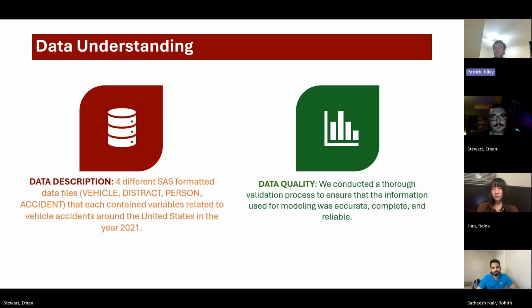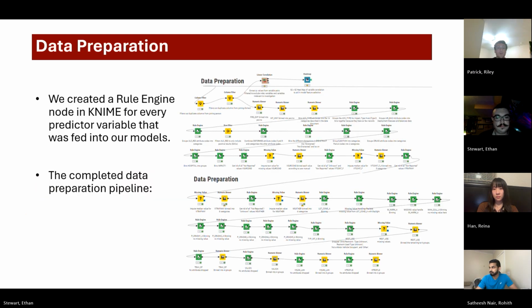So we wouldn't have 18-wheelers because, as you can imagine, those results would be far different than a small little sedan. So data preparation took up about 80% of this entire process. It's crucial to have clean, good, valid data to feed into your predictive models so that you can have the best possible outcomes. And as you can see, we used a rule engine, missing value node, and numeric binners for almost every single variable that we used in our predictive model.